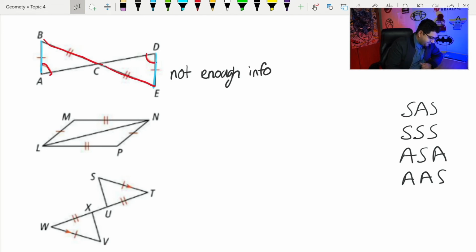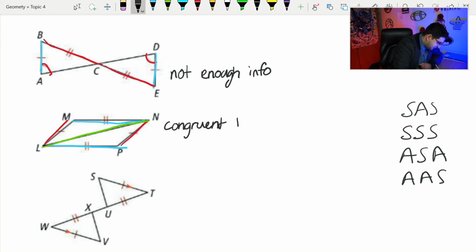This next one, I got one side. Now I have two sides. And in reality, these triangles share one side that's the same. So technically, this one in the middle is congruent by side, side, side, because they have three sides that are in common. So these two would be congruent triangles.